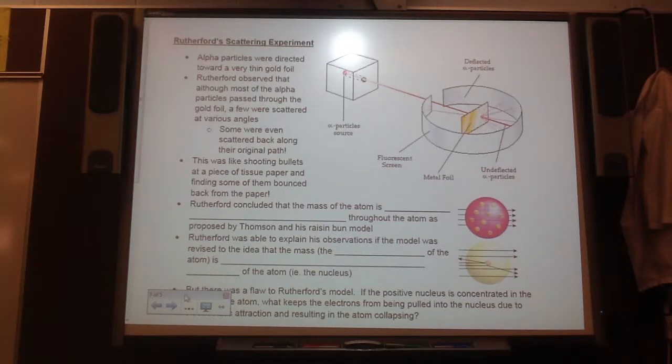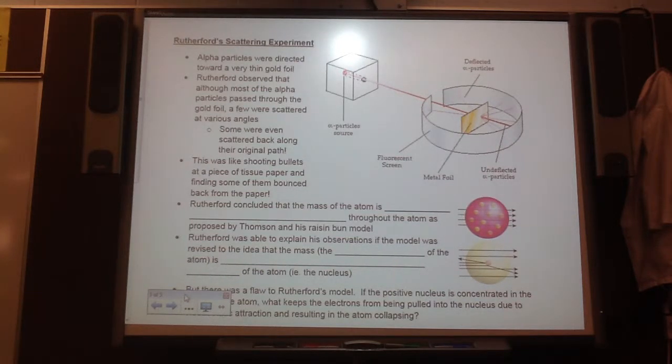So now, Rutherford's scattering experiment. Alpha particles were directed toward a very thin gold foil. Rutherford observed that although most of the alpha particles passed through the gold foil, a few were scattered at various angles, as that video showed us before. Some were even scattered back along their original path.